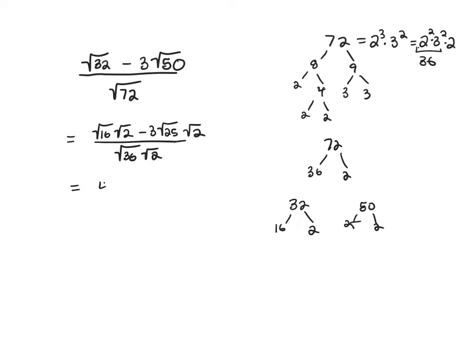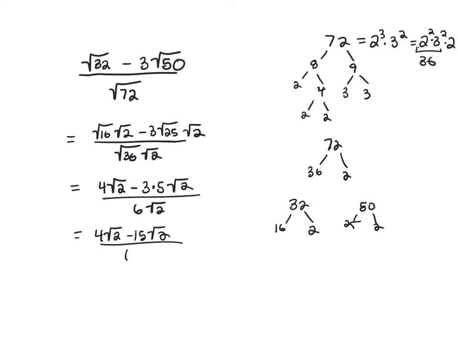Okay, so now I actually do my square roots that I can. So 4 square root of 2, subtract 3 times 5 square root of 2, all over 6 square root of 2. Or 4 square root of 2, subtract 15 square root of 2, all over 6 square root of 2. Now the numerators are like terms, so I can combine them. I can say this is negative 11 square root of 2 over 6 square root of 2.